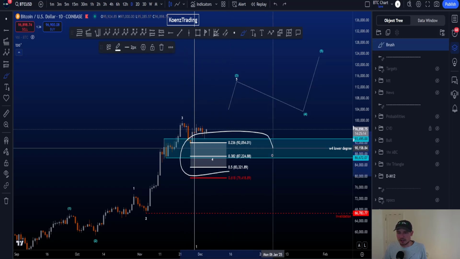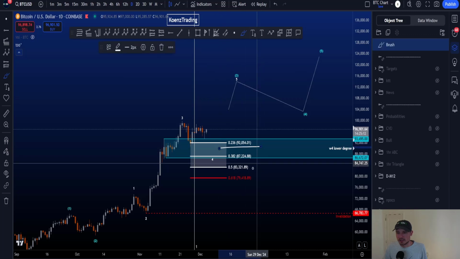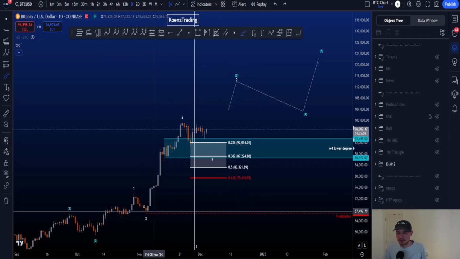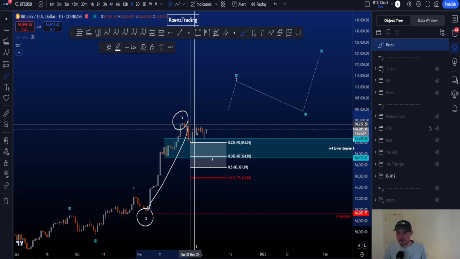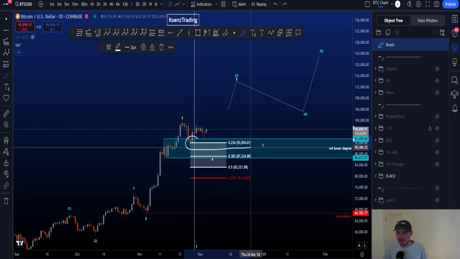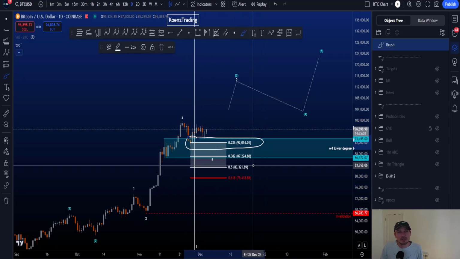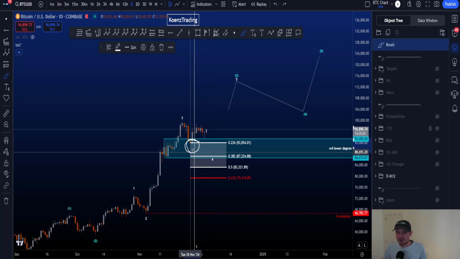Price-wise, the target area is the white box here, the 0.236 to the 0.5 Fibonacci, taken from the low of 2 to the high of 3. And you can see that the 0.236 at 92k was hit and also respected.